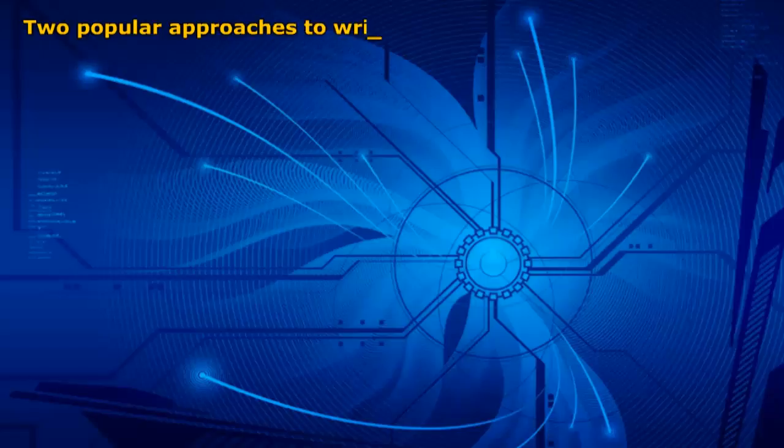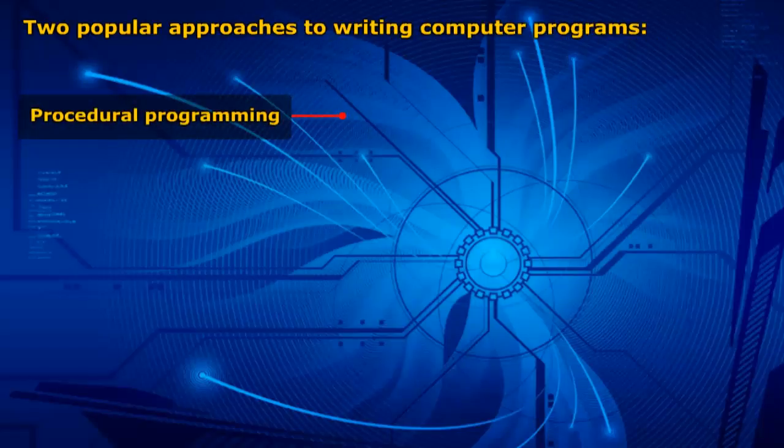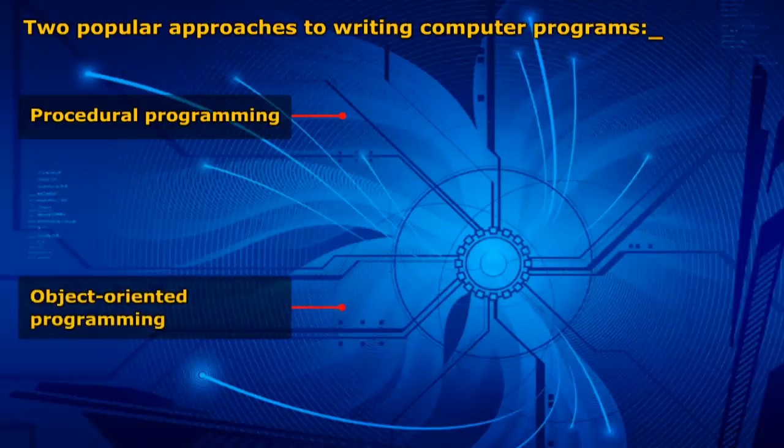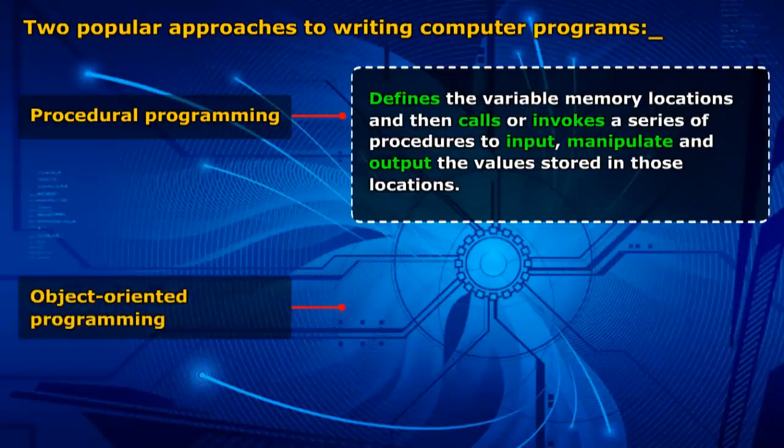There are two popular approaches to writing computer programs: procedural programming and object-oriented programming. A procedural program defines the variable memory locations and then calls or invokes a series of procedures to input, manipulate, and output the values stored in those locations.